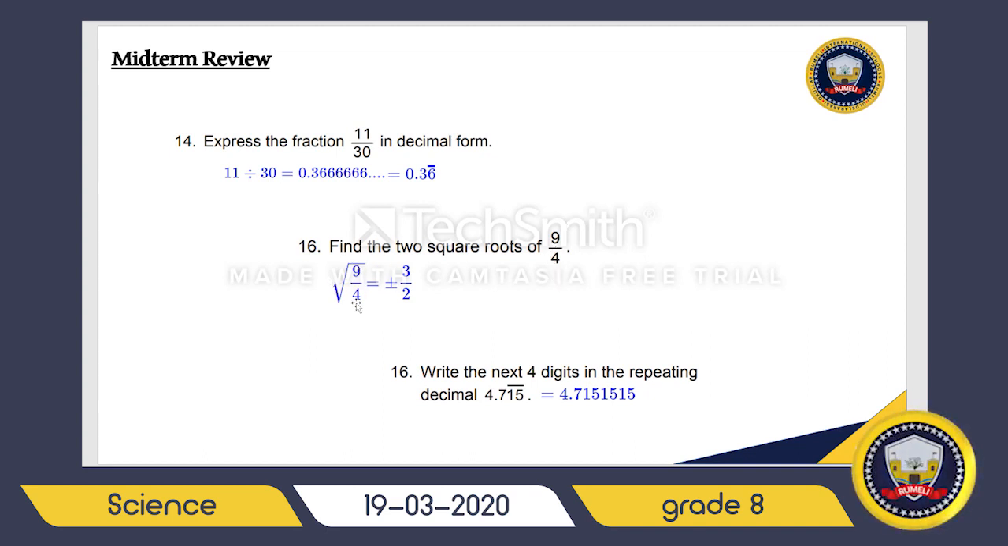Find the two square roots of 9 over 4. We take the square root of 9 over 4. So I have two square roots, be careful. That is plus 3 over 2 and minus 3 over 2.